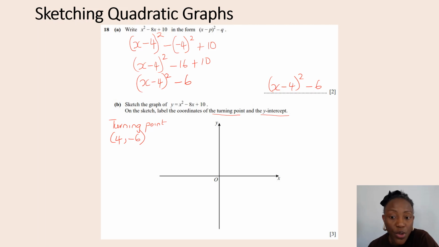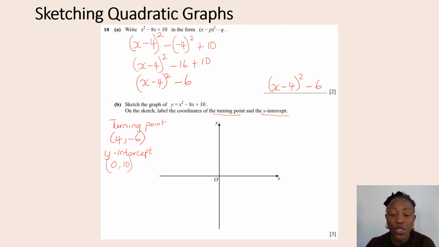That's the turning point. What about the y-intercept? The y-intercept is the c in the quadratic, the constant term in the quadratic. So for this particular quadratic, the constant term here is 10. So the y-intercept is going to be 0, 10. These are the two critical points you need to show in this particular sketch. If you don't show both of them, you might not get your full 3 marks.